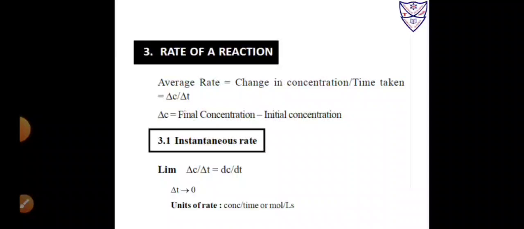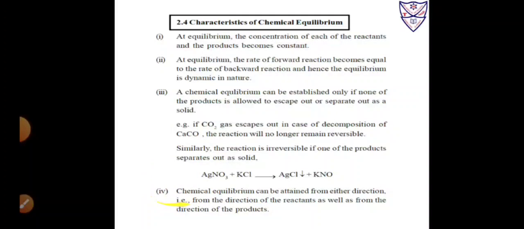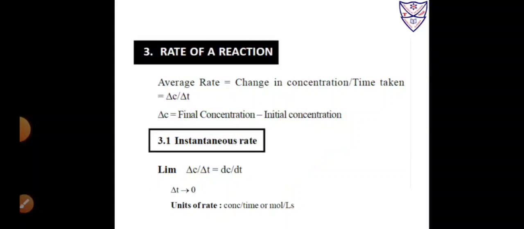Now, what is instantaneous rate of reaction? It comes under a derivative, that is differentiation: delta C by delta T becomes dC by dt, in the limit where delta T tends to 0, meaning T2 minus T1 is 0. So that is dC by dt. What is the unit of rate of a reaction? Concentration upon time, or we can say mole per liter per time.